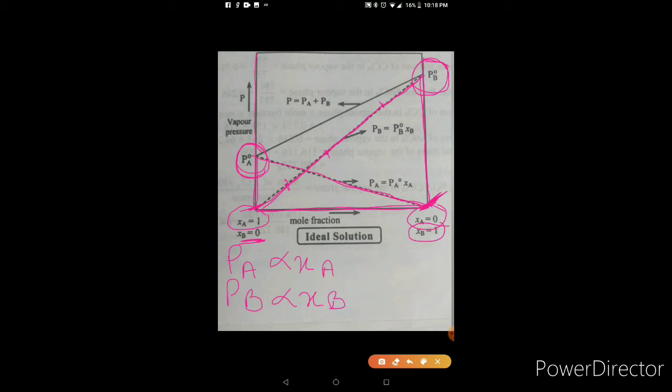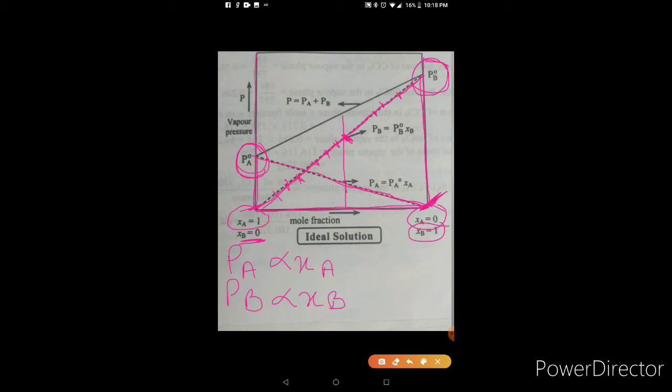Right. Now let us see any vertical line from here. What does this line represent? All the points on this line represent the partial pressure of B. So we take, at any point, the partial pressure of B.